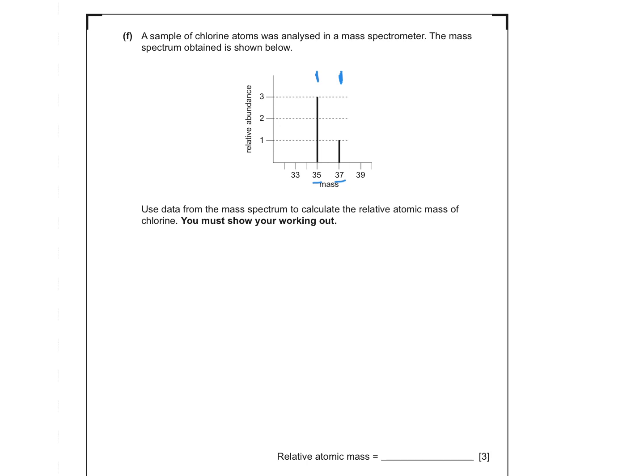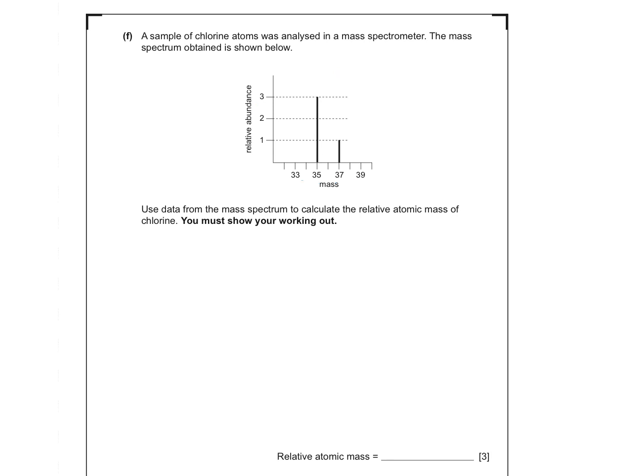The other thing you need to check is what the y-axis is. So here we've got relative abundance. Now sometimes it's percentage abundance. If it's percentage abundance, you're going to divide by 100. But here it's relative abundance, so you just divide by the total relative abundance. So we've got a peak which is at 3, and a peak which goes to 1, so that's a total of 4.